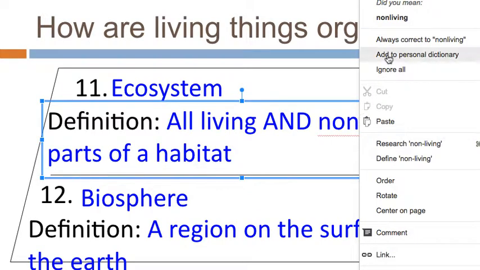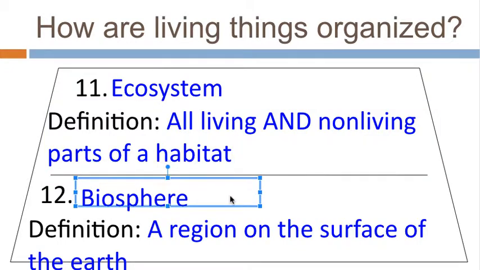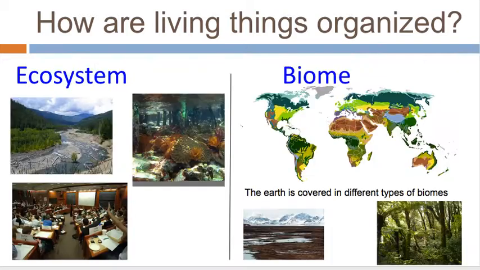We meant non-living, one word. So all living and non-living parts of a habitat. Okay, so the abiotic and biotic factors, or the biotic and the abiotic factors. A biosphere is a region on the surface of the earth. So that's like a bigger version of an ecosystem. It's a big space. So an ecosystem is all the living and non-living things part of a habitat. We put those habitats together and we make up a biosphere.